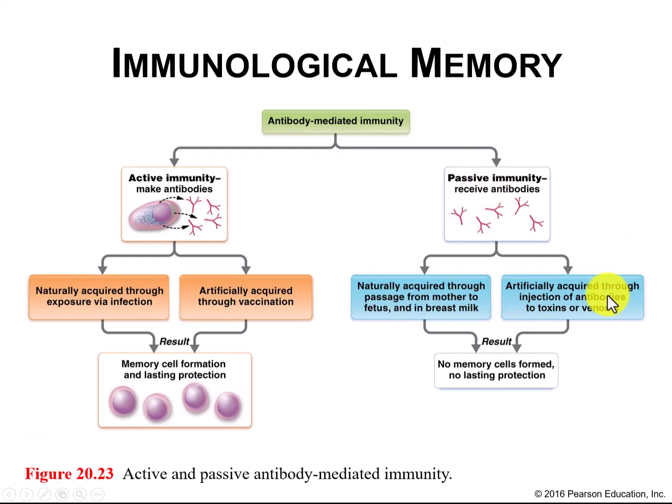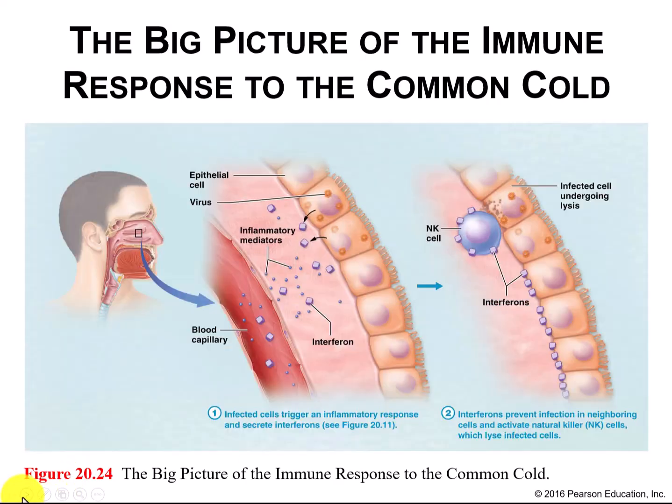You can also get it artificially. So if you get bit by a snake, they tend to give you antivenom. Antivenom is antibodies against the toxin in the venom so that it can prevent you from dying from the snake bite or the brown recluse bite or whatever toxin you've been exposed to. But again, no memory is formed, no lasting protection, and the antibodies are made by somebody other than you.